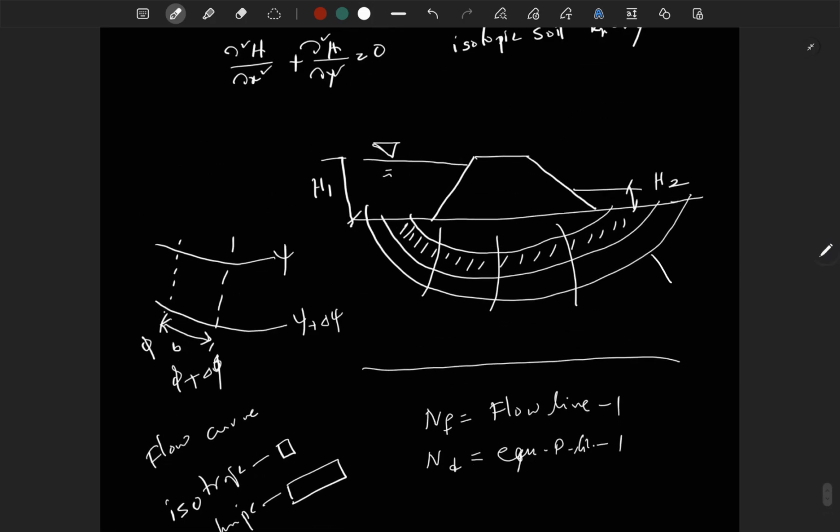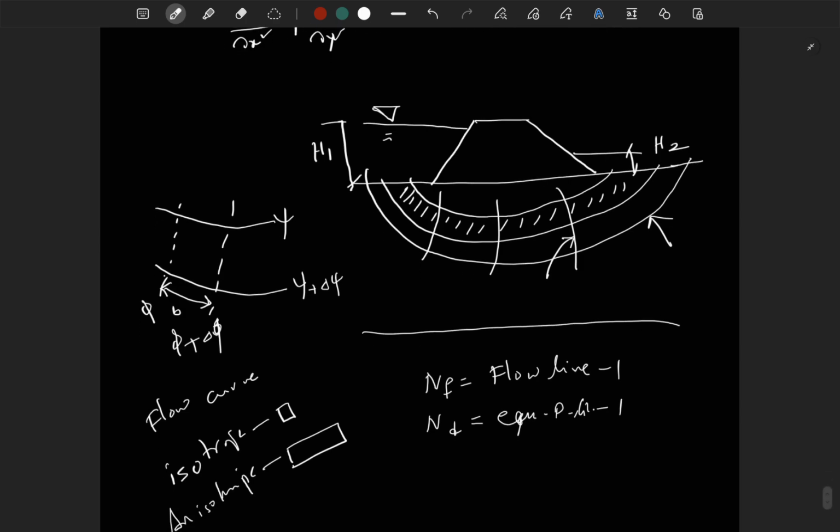This is your flow line. This is your equipotential line. Okay. Flow line minus 1 is equal to flow channel, and equipotential line minus 1 is equal to equipotential drop. Clear?